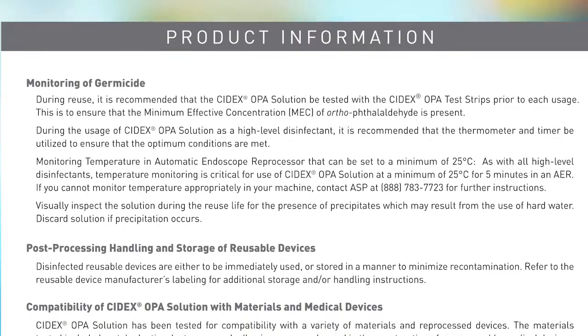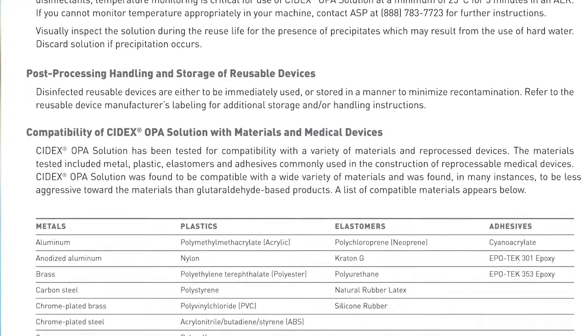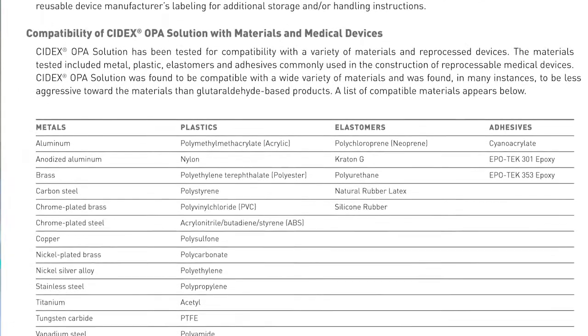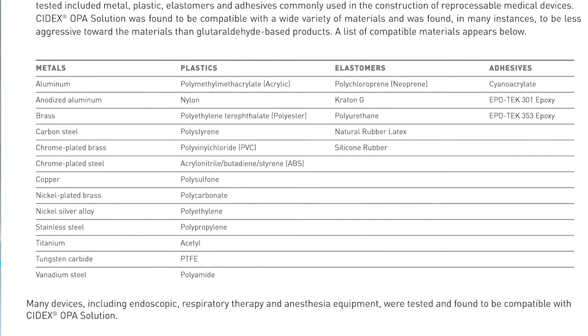This in-service kit can help address many of the common questions that we hear from our customers. For example, many of you have asked about what types of materials and medical devices can be used with CIDEX OPA Solution. The technical information included in the in-service kit lists all materials that CIDEX OPA Solution has been tested for, including a variety of metals, plastics, elastomers, and adhesives.